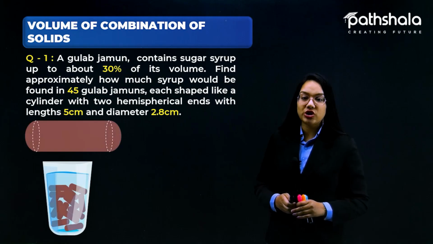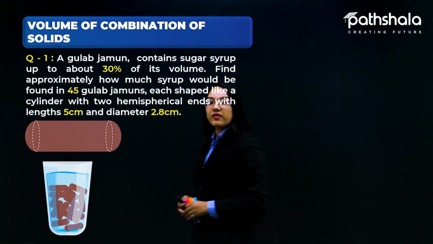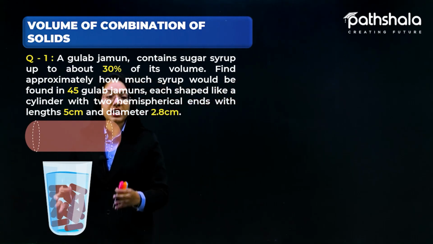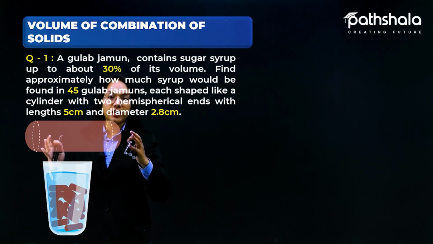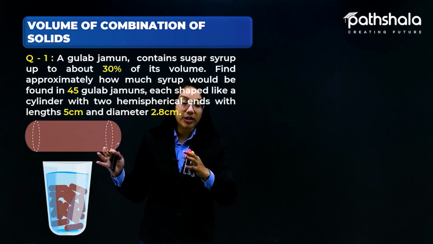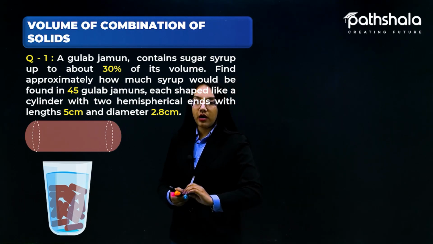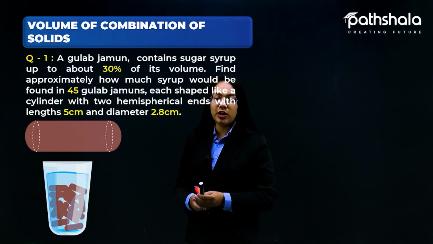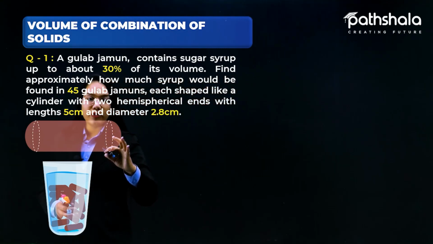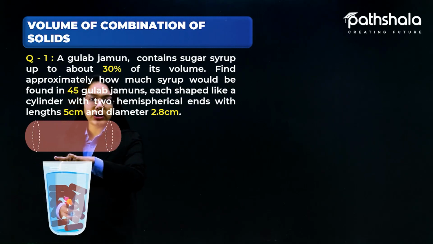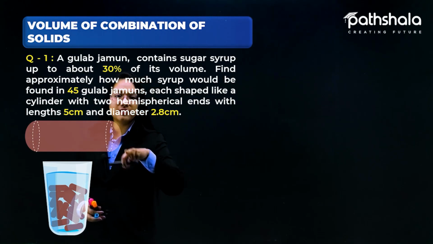Now let us suppose I am taking the figure of a gulab jamun. As you can see, we have this glass in which we have the gulab jamuns, and it contains sugar syrup in such a manner. The gulab jamun is nothing but this shape here, a cylinder with two hemispherical ends. Now let's talk about the height and the radius of this combination of solids. First of all, the total length is 5 centimeter.